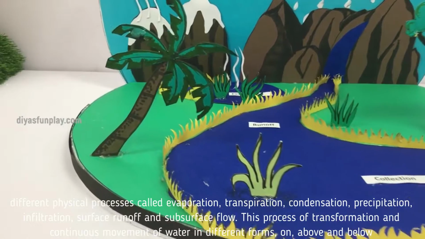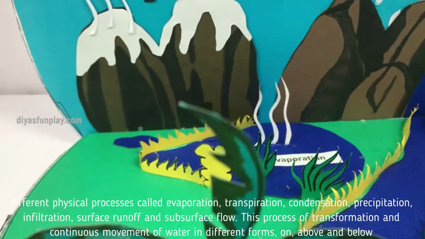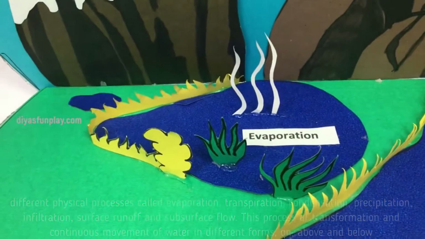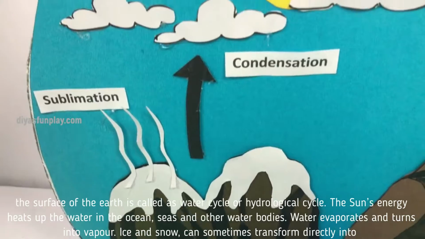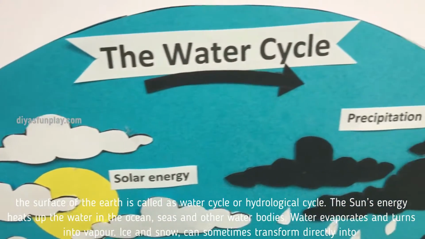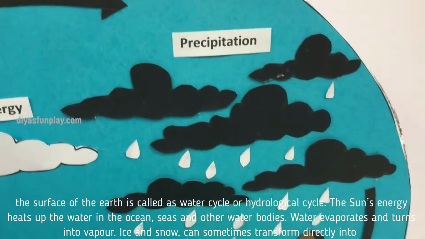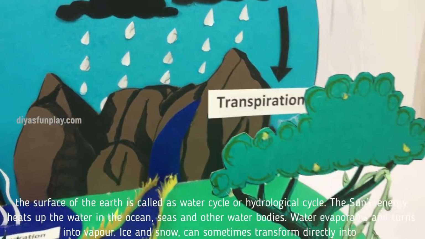This process of transformation and continuous movement of water in different forms on, above, and below the surface of the earth is called as water cycle or hydrological cycle. The sun's energy heats up the water in the ocean, seas, and other water bodies. Water evaporates and turns into vapor.